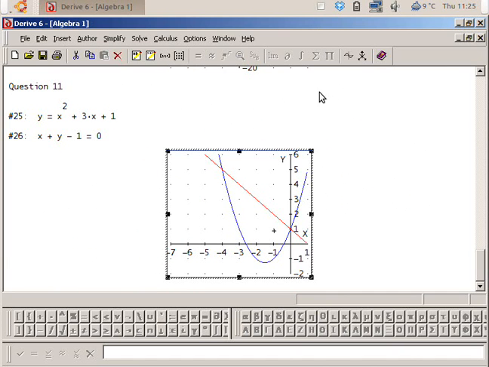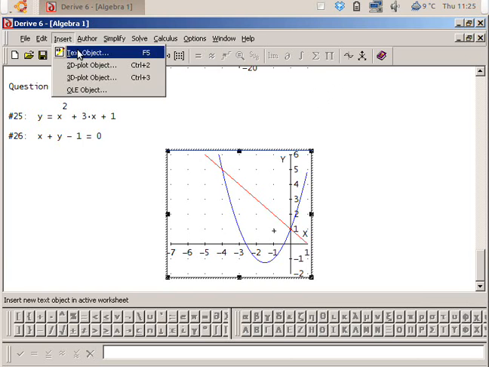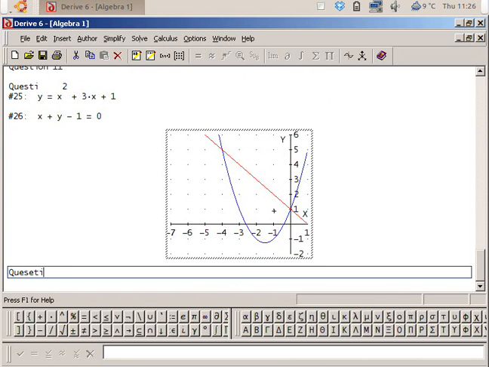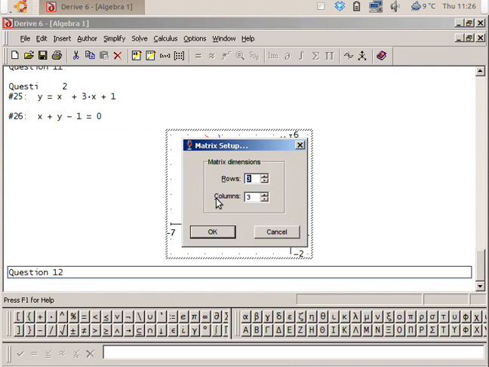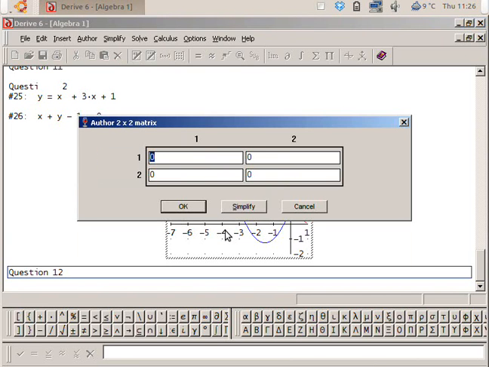Okay. Now on to matrices. Insert text object. Question 12. So we need to put in a matrix now. So that's author matrix. And what matrix would number 12 be? It's 2 by 2. Yep. So we have minus 2, 6, 4, minus 1. And okay.